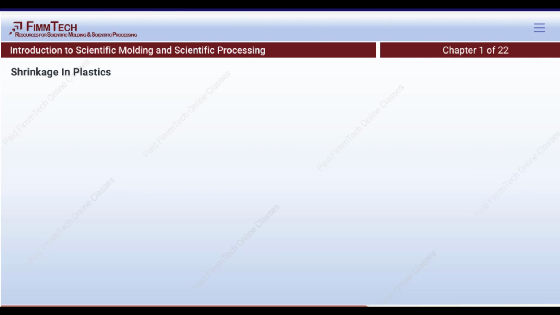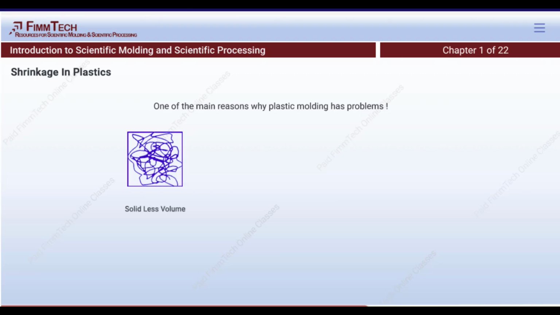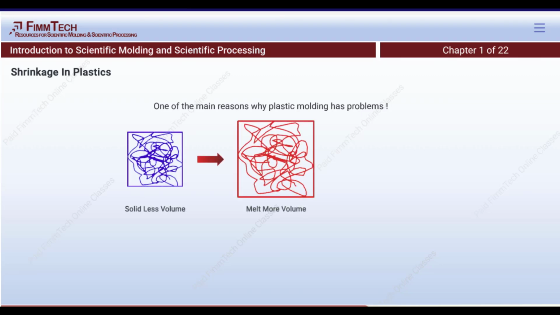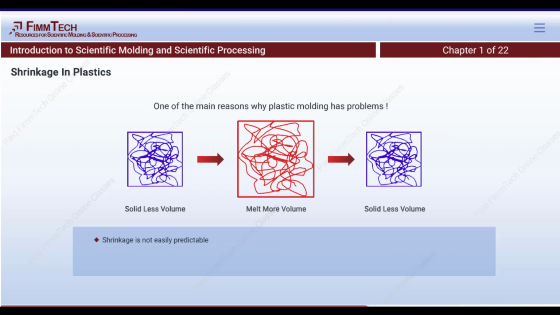The main reason why we have all these issues with inconsistencies is the way the plastics shrink. So in injection molding, we take plastic, we melt it. When we melt it, the volume increases. Then you inject it inside a mold where the volume decreases because it cools down. This decrease in volume is called shrinkage. But the problem is, this shrinkage is not easily predictable. This shrinkage is not the same in all the areas of the mold. In some parts and thicker sections, you'll have much higher shrinkage compared to the thinner sections.